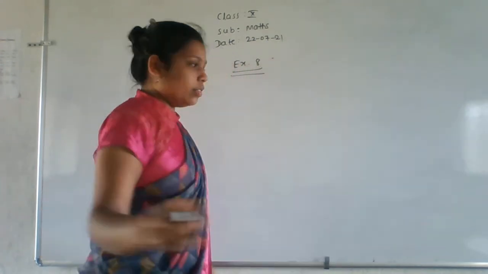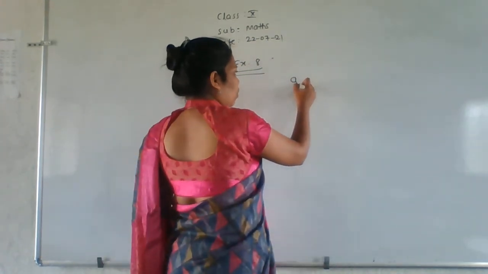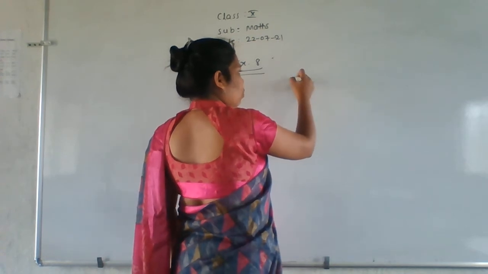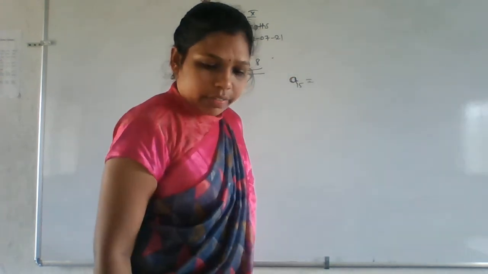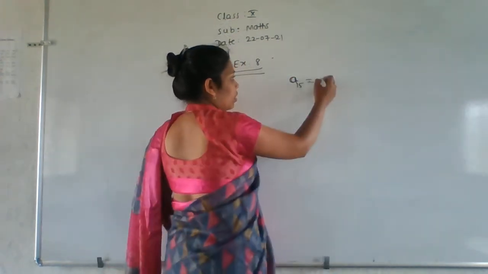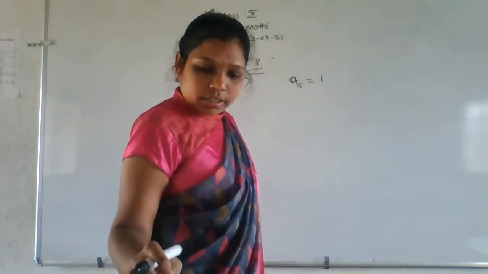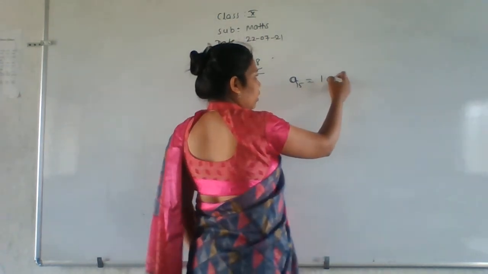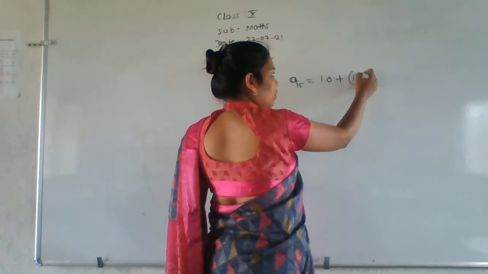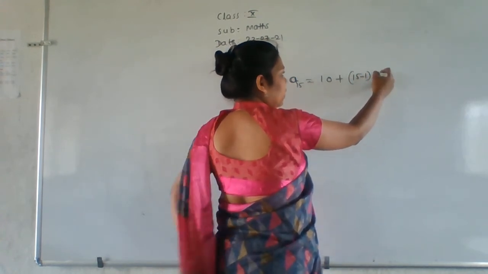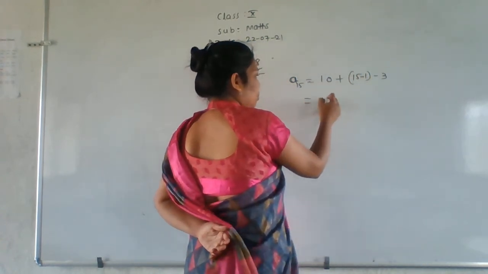Okay, so the 15th term, A15, we have to find. The value of a is what they have given here; a is 10. Plus n is nothing but 15 minus 1. And what is the d value? That will be minus 3. Now simplify.